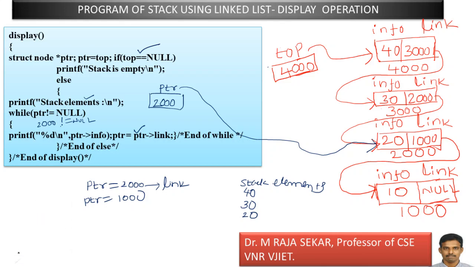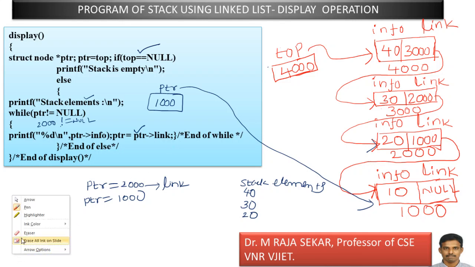Therefore, let me update that pointer. Let me erase first. This must be 1000. This link must be removed. Yes, PTR is 1000. How can I write? Just see. This is 1000. This is the pointer. Automatically, it will search for a node whose address is 1000, isn't it? PTR is 1000.